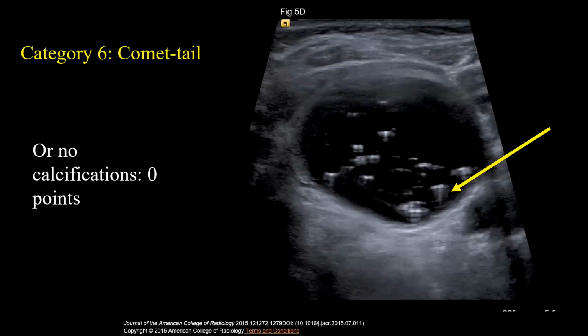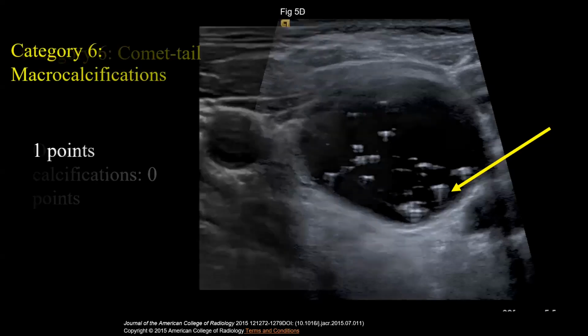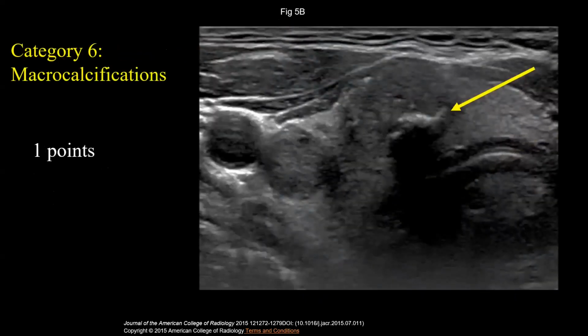So this is a nice example of comet tail artifact. If you have no calcifications, or if you have these comet tail calcifications, we give it 0 points. This you typically will see in benign colloid nodules. This is a nice large macrocalcification with posterior acoustic shadowing. This would be given 1 point.